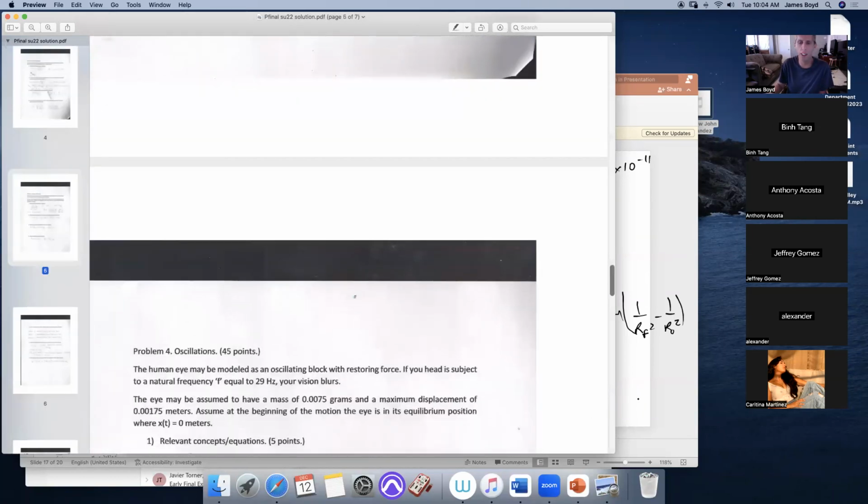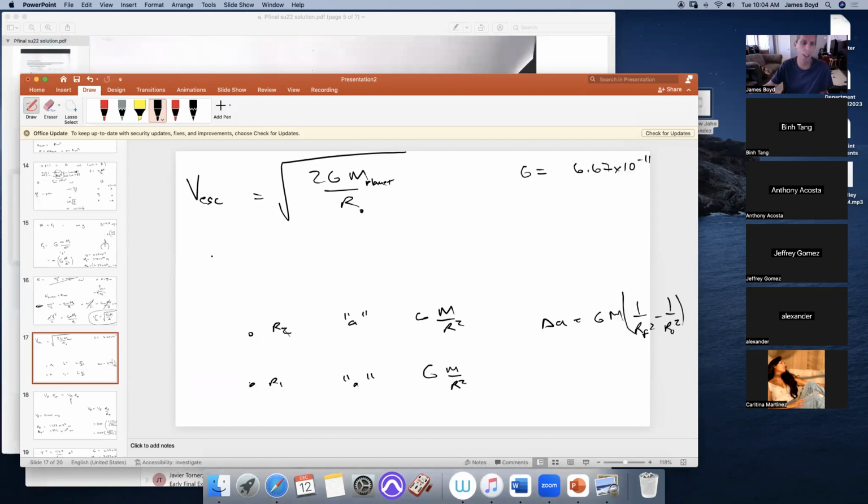So really the only thing you need to remember is escape velocity, and the force of gravity is GM over r squared, where the acceleration of gravity is GM over r squared.